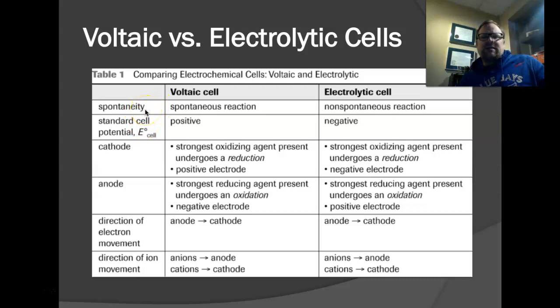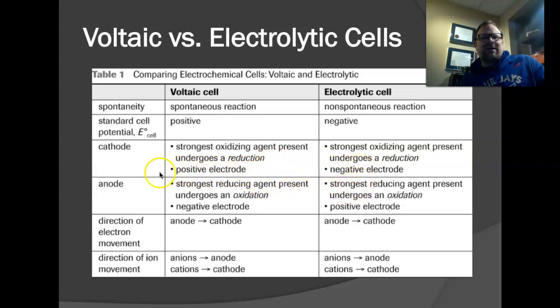Here is a difference, right? Voltaic cells are spontaneous, electrolytic cells are non-spontaneous. Here's another difference. The cell potential in a voltaic cell is positive, the cell potential in an electrolytic cell is negative. Here's another, here's a similarity and a difference when it comes to the cathode. We've got the strongest oxidizing agent undergoing reduction in both. There's a similarity. Here is a difference in that the cathode is positive in a voltaic cell, negative in an electrolytic cell.